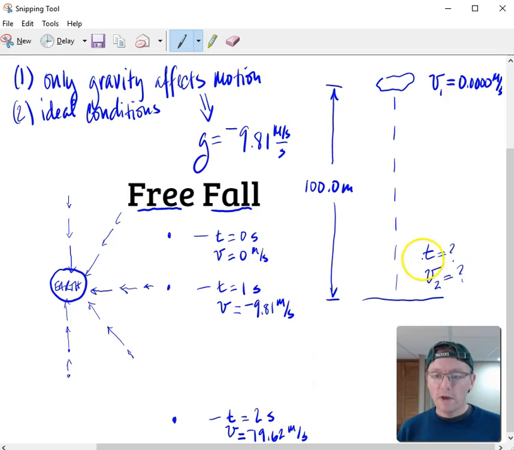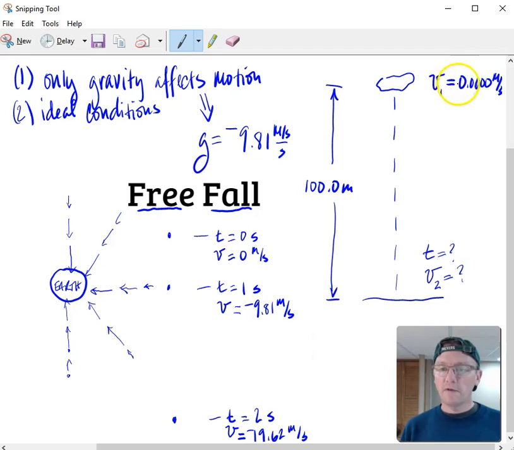Well, the first thing is we don't have time in this situation, right? We have no idea what the time would be because we're actually going to try to figure it out. So you have to pick which one of these you're going to try to do first. If you try to pick time first, it makes things a little bit trickier, but you can still do it. So let's take a look at how we would do that.